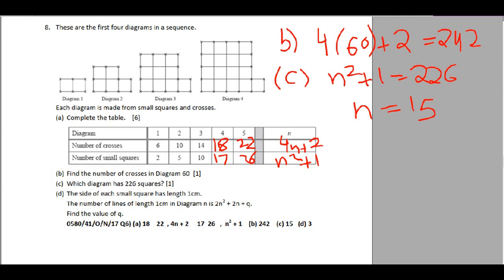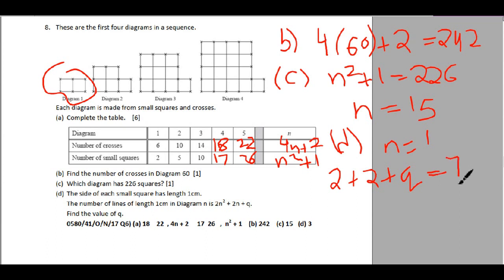Okay. Part D, the side of each small square has length 1 centimeter. The number of lines of length 1 centimeter in diagram n is 2n square plus 2n plus q, find the value of q. So when we substitute n equals 1 here, we get 2 plus q, and the total number of lines in diagram 1 is 1, 2, 3, 4, 5, 6, 7. So equate this to 7 and q equals 3.